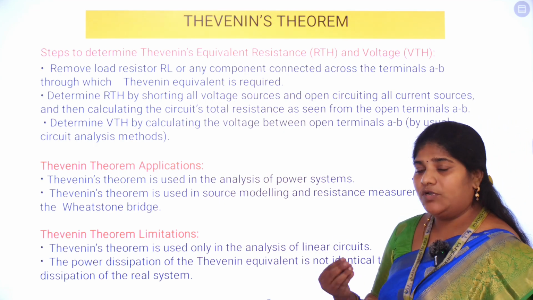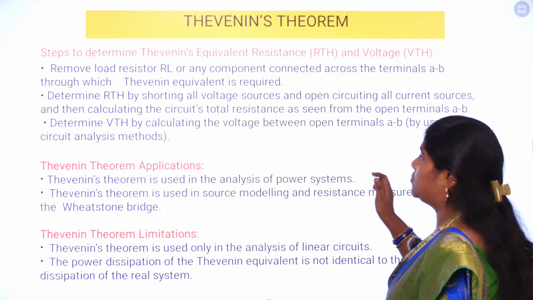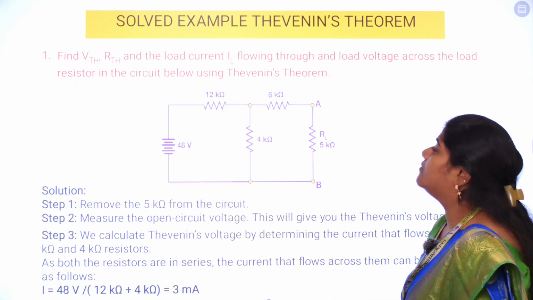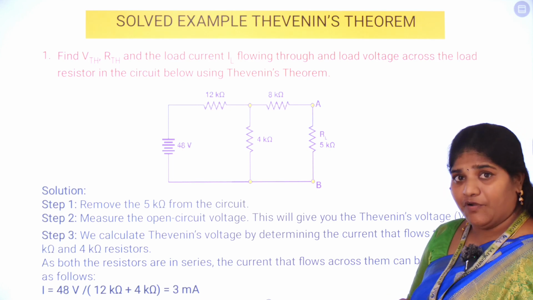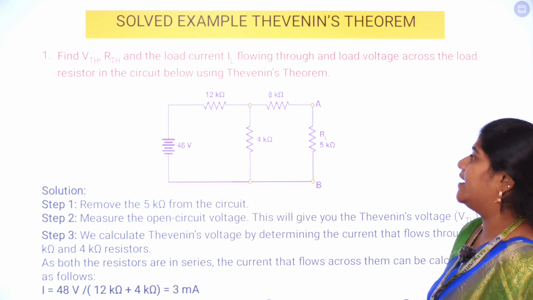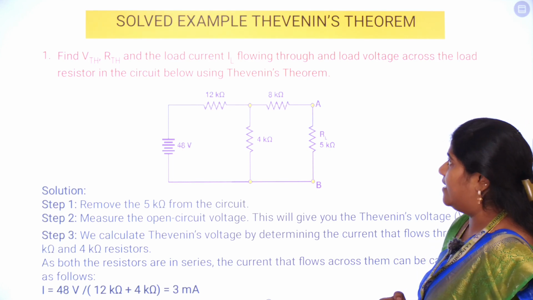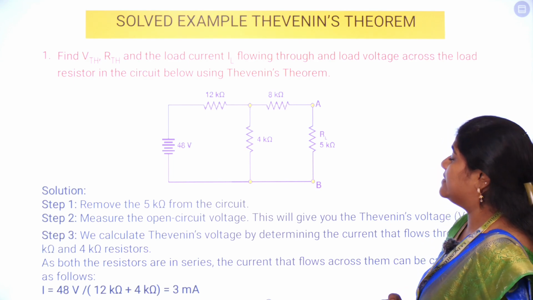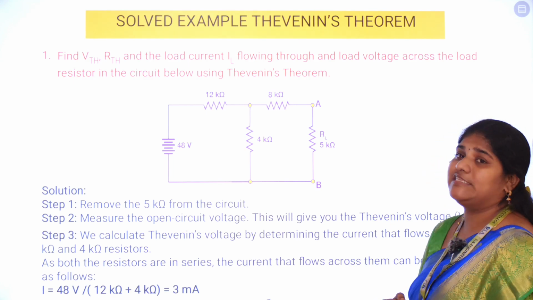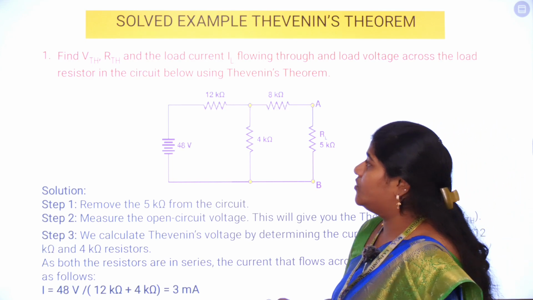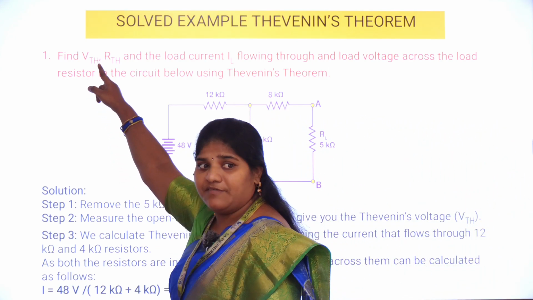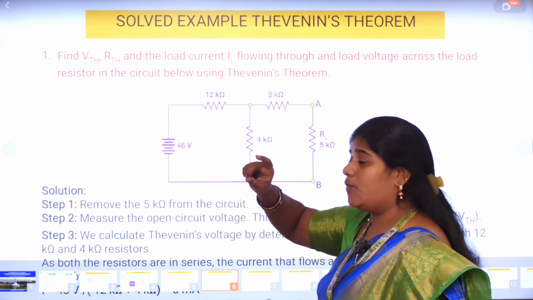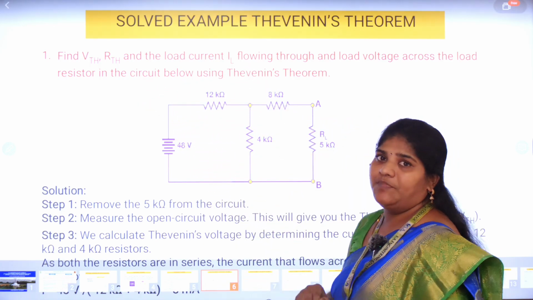Taking into account all these things, we will try to solve some problems using these Thevenin's steps. The first question goes like this: find VTH, RTH and the load current IL flowing through, and load voltage across, the load resistor in the circuit using Thevenin's theorem. So the requirements are, you need to find out VTH, Thevenin's voltage, RTH, Thevenin's resistance or the equivalent resistance, and load current IL, right?